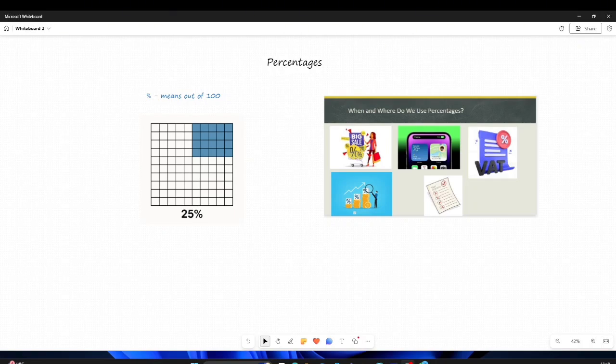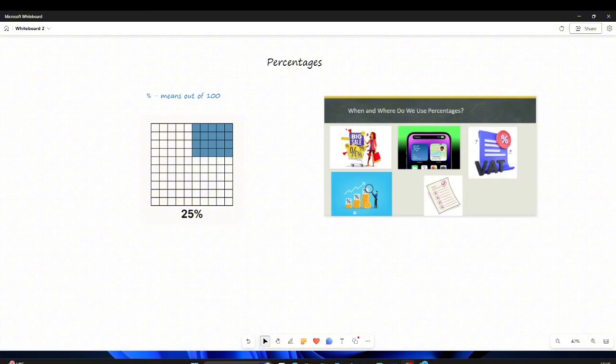Your phone battery uses percentage, VAT, talk about sales, discounts. When it's Black Friday, you get things at a cheaper price compared to the original prices. Talk about interest rates, and even during tests, sometimes you are graded in percentages. So there's a lot of different ways we use percentages in real life. So it's important we know what percentages are.